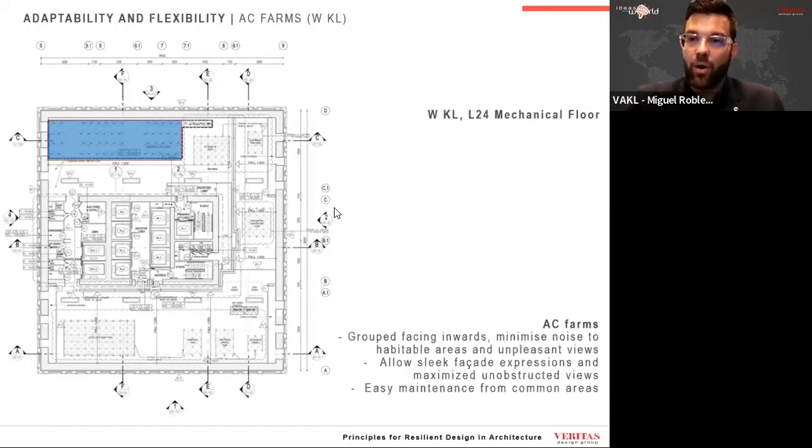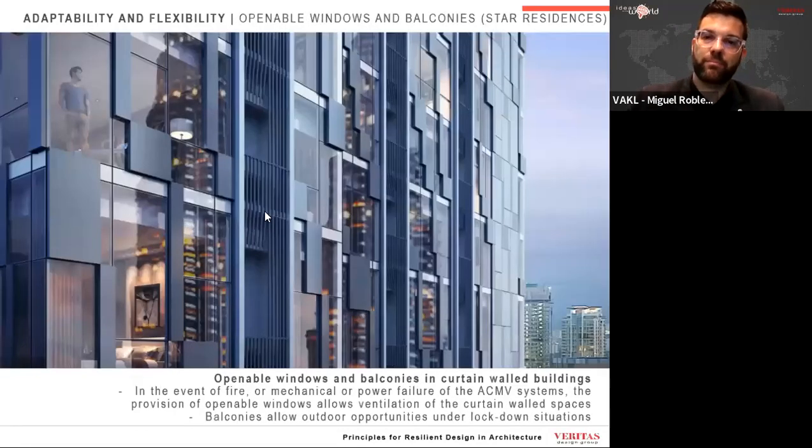In W Hotel and Residences in KLCC, all the compressors for the residential units are grouped together, but not in a certain area of the floor or at every floor, but in a fully dedicated MEP floor where all the compressors are packed together. This allows the facade of the building to go on without any interruption or any disruption due to the aircon ledges.